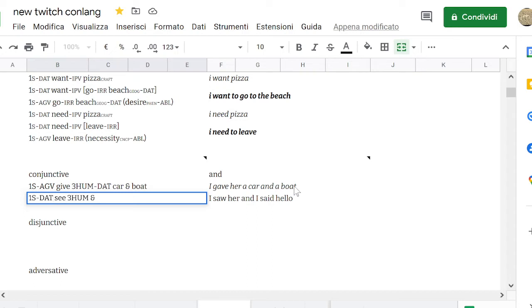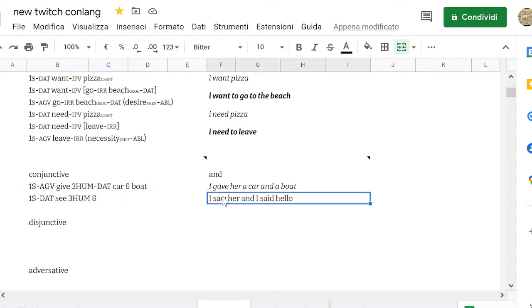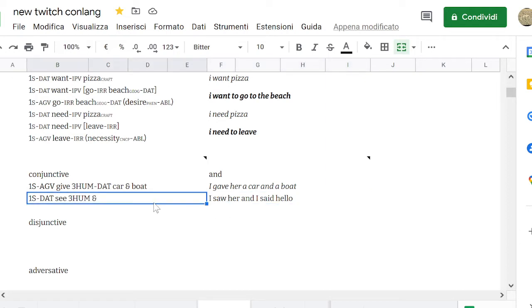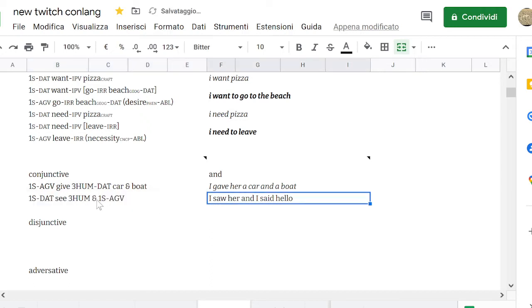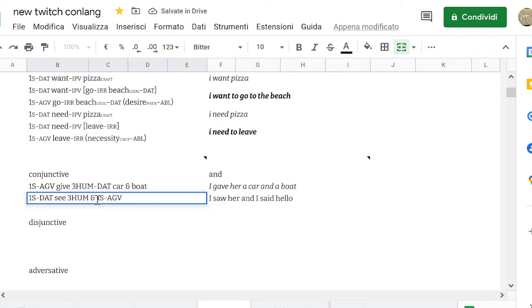And we do that in English too, because I is the subject in both of these sentences. Now, I is not the dative in both. In the second one, I is an agent. When you see someone, we've marked that as dative because you're the recipient of the vision. You're the experiencer, so you're not an agent. You're not doing anything to her by seeing her. Whereas saying hello, you are actively doing that. So you are an agent. You're doing something with your mouth.